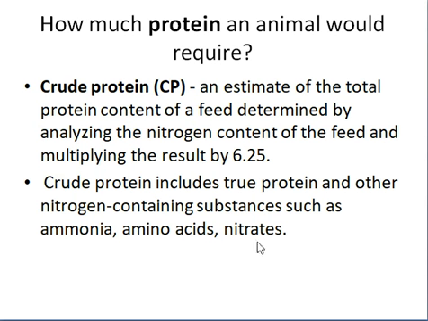Second is how much protein an animal would require. So this is indicated by crude protein. It is an estimate of the total protein content of a feed determined by analyzing the nitrogen content of the feed and multiplying the result by 6.25. So we take a feed sample, we determine its nitrogen content, then multiply it by 6.25. This becomes the crude protein amount of that feed. Crude protein includes true protein and other nitrogen-containing substances such as ammonia, amino acids, nitrates, etc.